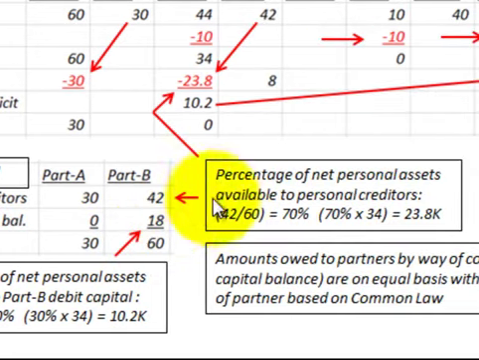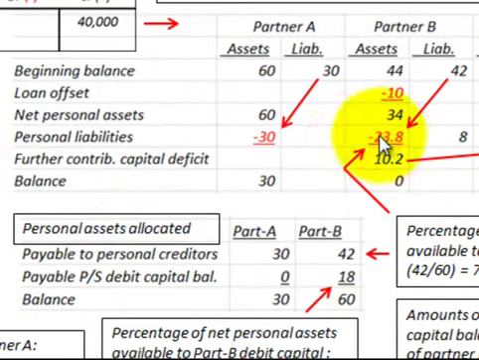So let's go and look at how we'd allocate here. The percentage of the net personal assets available to the personal creditors would be the $42,000 divided by the total amount here of $60,000. That gives us 70%. So we can allocate 70% of this $34,000 that we have as our net personal assets. 70% of that gives us $23,800. So that's what we would be including as our personal liabilities here in common law, $23,800.